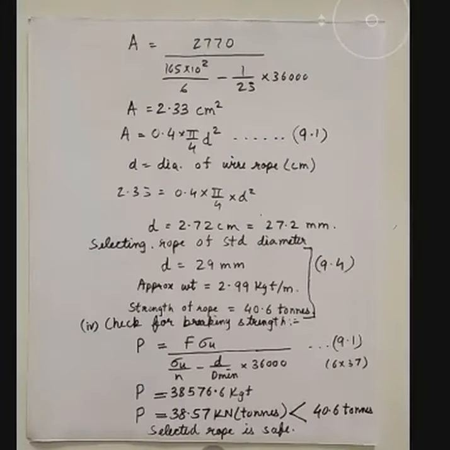So can we move on? Sir, do we have to calculate F again? What we have to calculate again? Sir, if P value is greater than 40.6, then we have to calculate again the value of F. No.